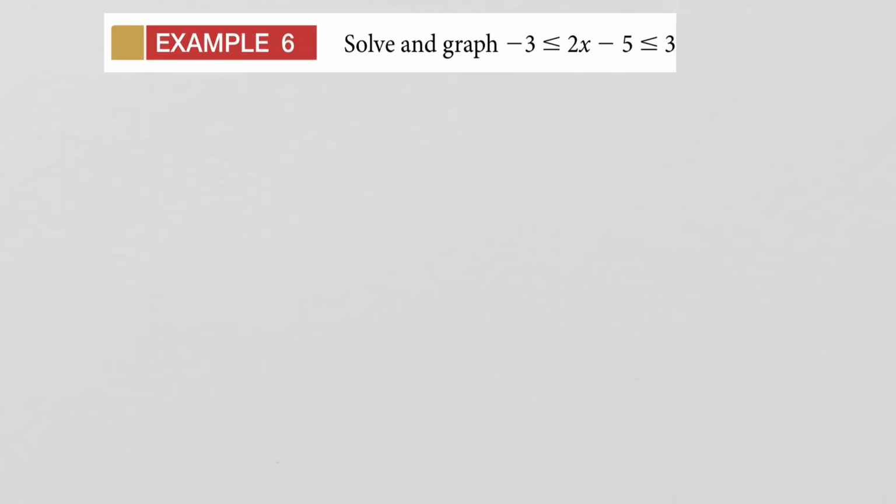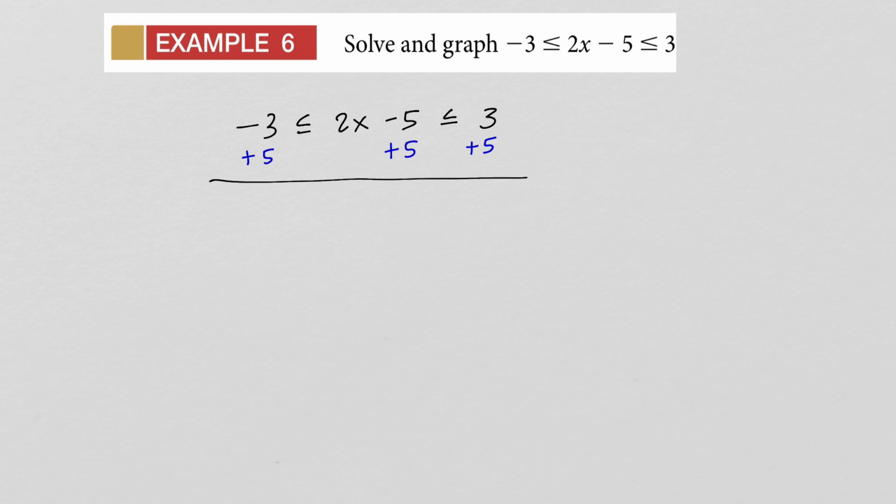So here we want to solve and graph the following continued inequality. Notice that what we have here is -3 less than or equal to 2x minus 5 less than or equal to +3. So first, to get the x by itself in the middle, I'm going to add 5 here. But if I do that, I need to add 5 to all 3 parts of this continued inequality. Doing this, we get +2 less than or equal to 2x less than or equal to 8. Next, to get x by itself, we need to get rid of the 2 here. So I'm going to divide by 2.